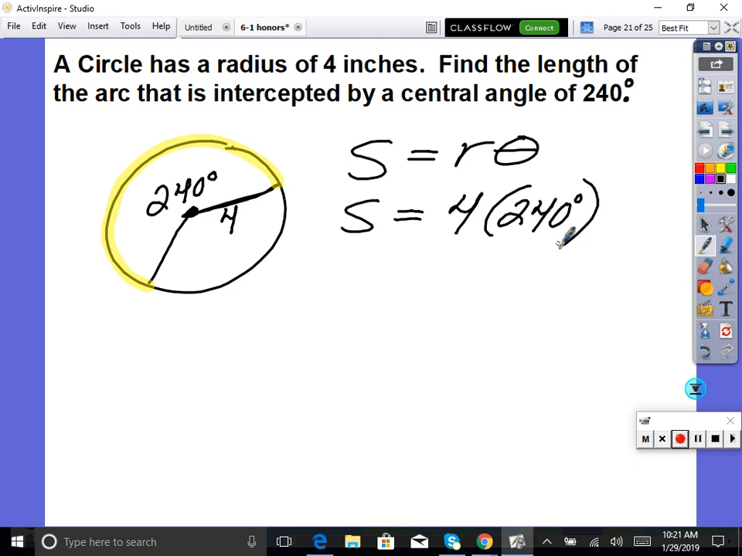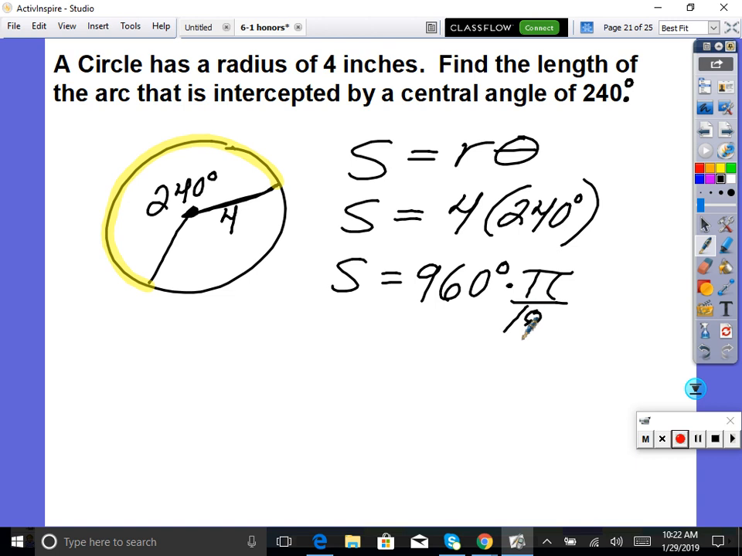Now if you give me an answer in degrees, think about it, that wouldn't make sense. I'm asking you for the length of an arc. If you say 4 times 240, there's 960 degrees worth of arc. That's not a length. Do you guys see what I'm saying? So now how do we convert that?